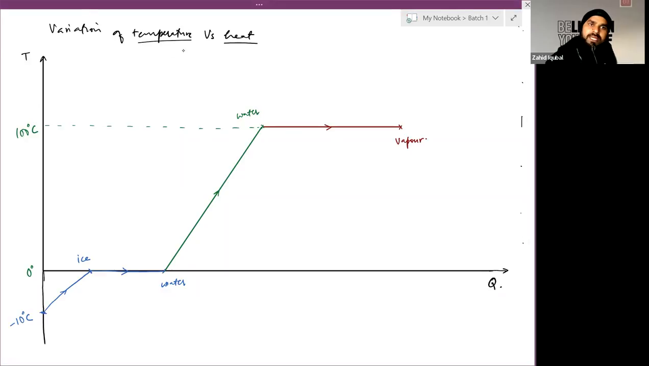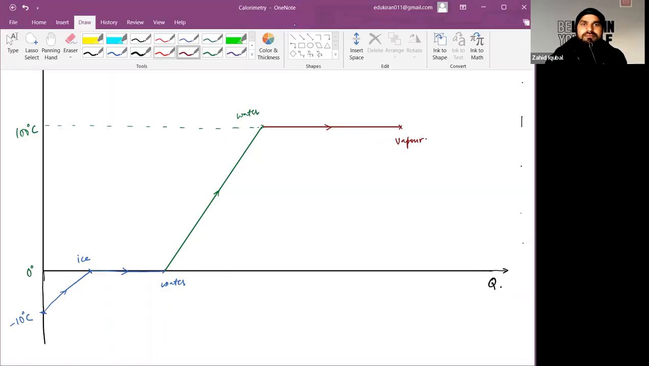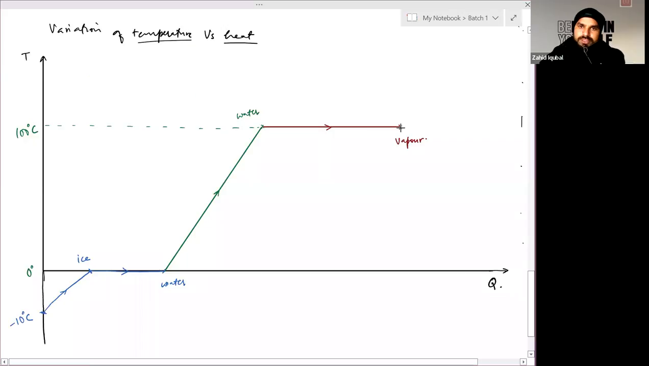Further, if you supply heat, there will be a change in temperature from this point to this. It will be termed specific heat to change the temperature of vapor from 100 degrees Celsius to a further higher temperature.